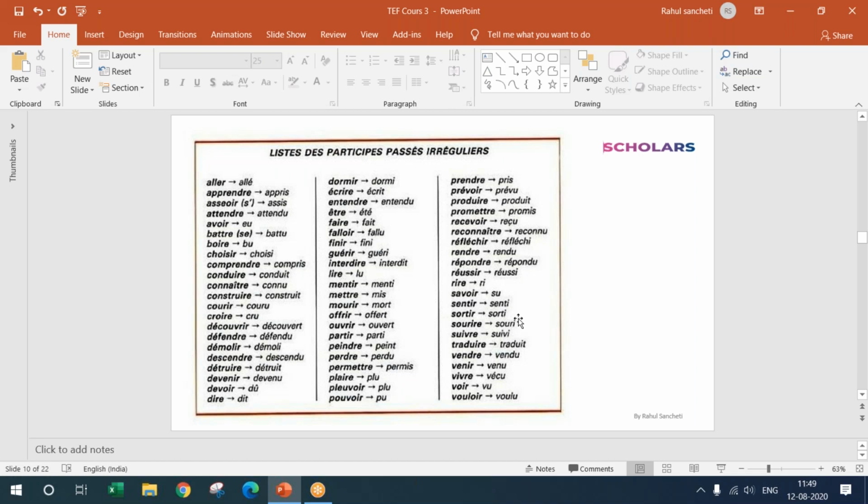Like the first one, I'll repeat it quickly. Aller is to go, apprendre is to learn, s'asseoir is to sit, attendre is to wait, avoir is to have, battre is to beat, boire is to drink, choisir is to choose, comprendre is to understand. Yes, Nidhi, you have to remember them. We have already seen most of it. So these are just compiled together in one place.